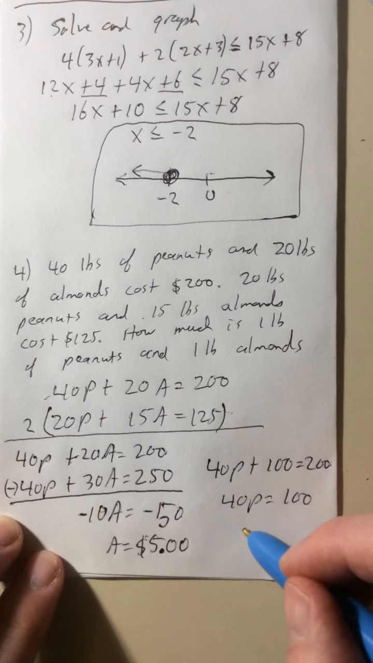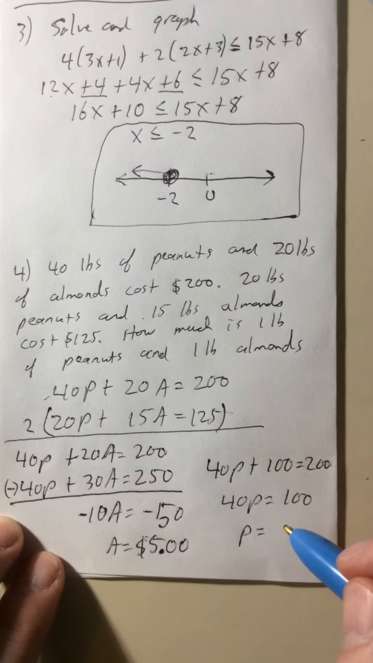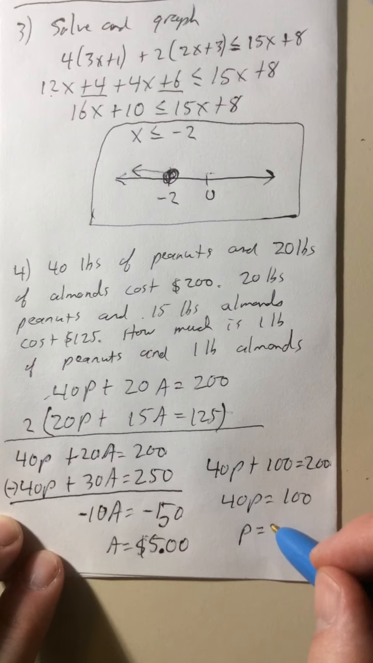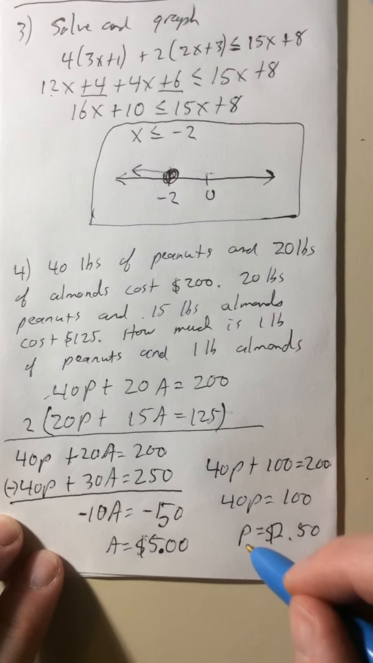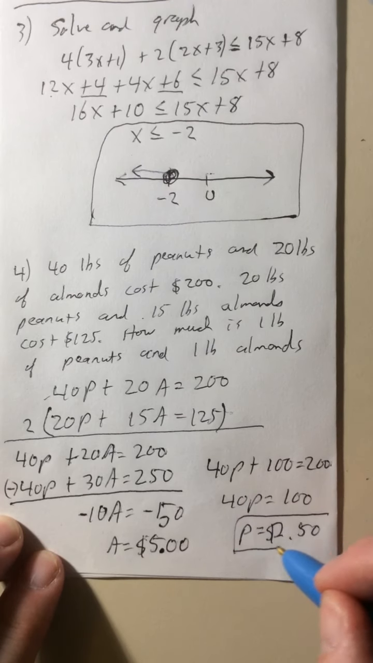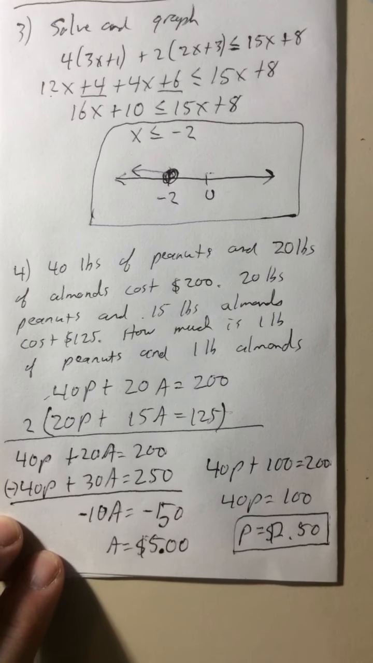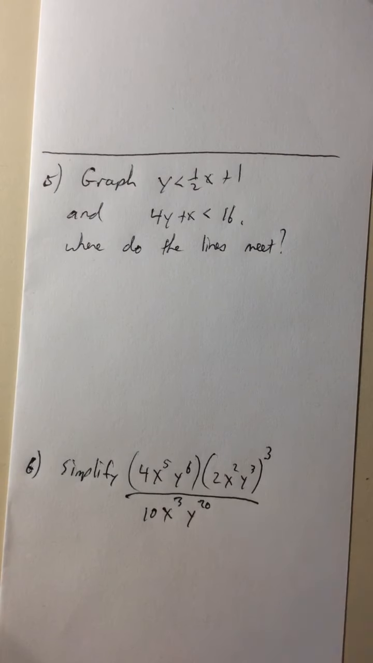Divide both sides by 40, and as it turns out, p equals 2.50. And it's totally okay to not have a whole number here. $2.50 is a perfectly nice number to work with. Okay, need to keep moving here.